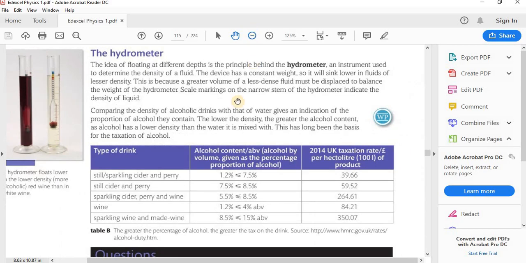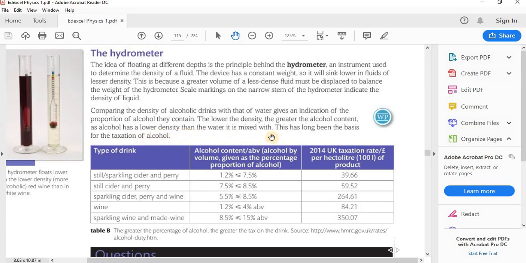Okay, now we'll see some examples. You can see the densities. Alcohol by volume is given as the percentage proportion of alcohol. Okay, so you see, comparing the density of alcoholic drinks with that of water gives an indication of the proportion of alcohol they contain. The lower the density, the greater the alcohol content, as alcohol has a lower density than water it is mixed with.